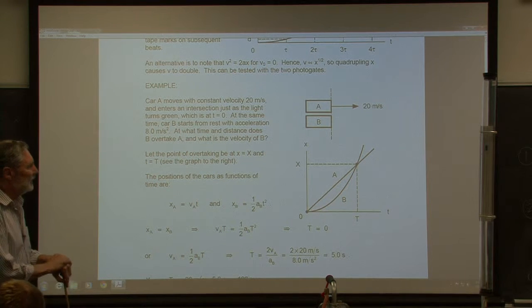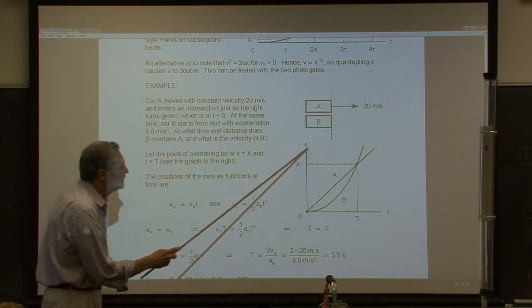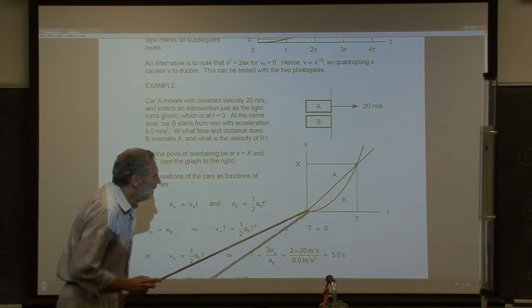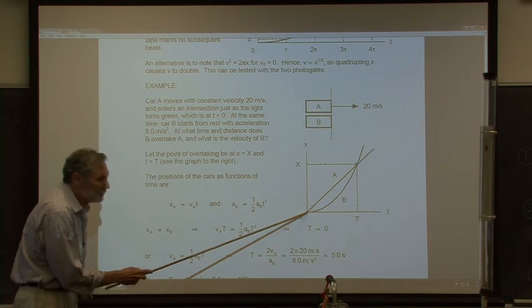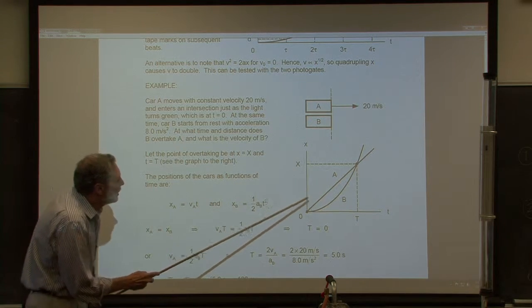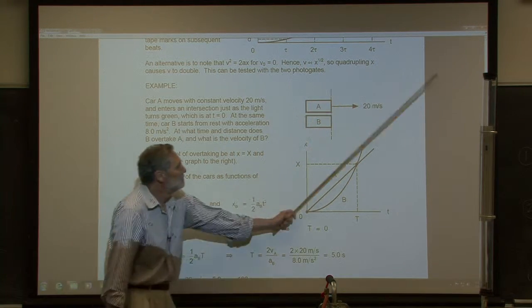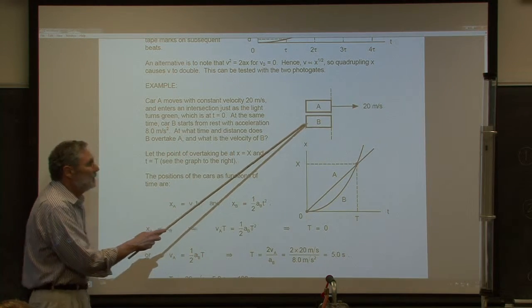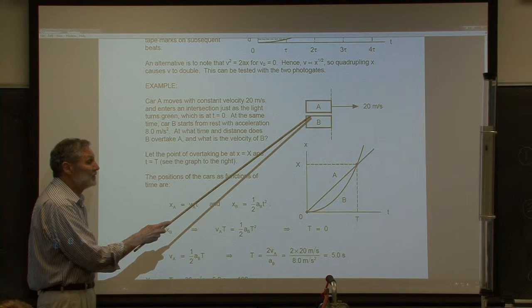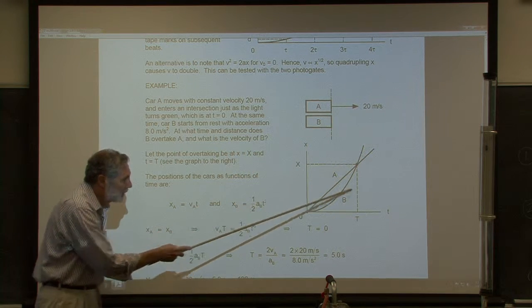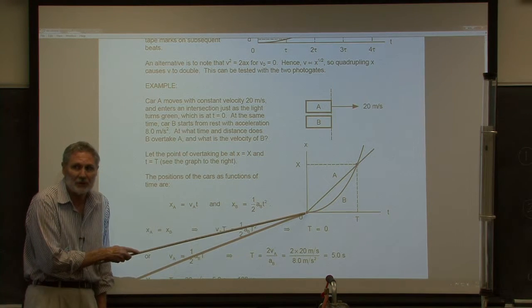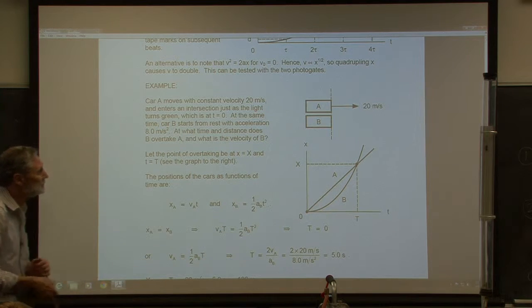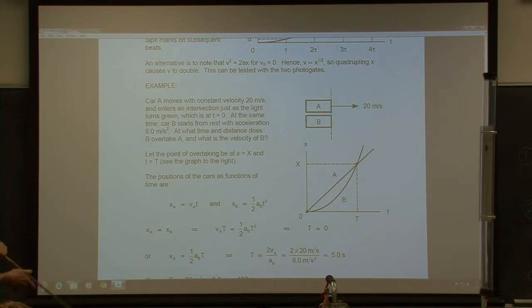It helps to sketch a graph to appreciate this. So here's a graph of position versus time. Here is the origin of time. Car A moves with constant velocity, straight line. We know that, right? B has constant acceleration and is starting from rest, so it's a parabola that comes in with zero slope here. We know that too, right? And we quantitatively know that.